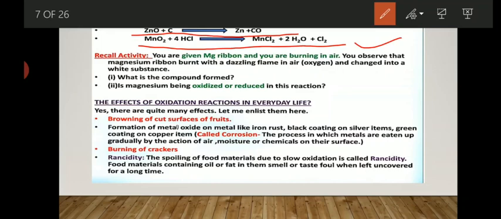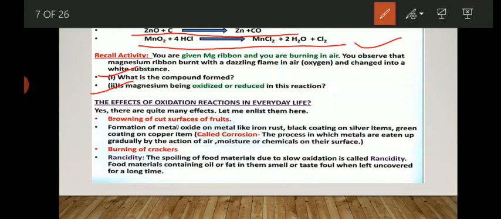Recall the activity. Let's take an activity to understand redox reaction more clearly. You are given magnesium ribbon and you are burning it in air. You observe that the magnesium ribbon burns with a dazzling flame in air and changes into a white substance. Now, what is the compound formed? Is magnesium being oxidized or reduced in this reaction? How will you answer these questions?